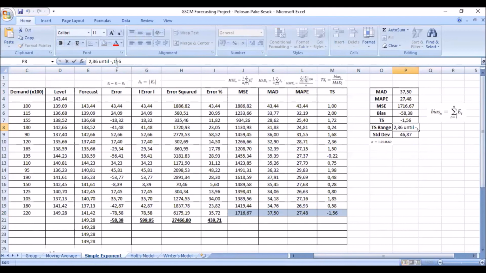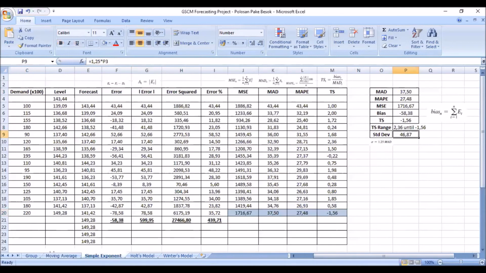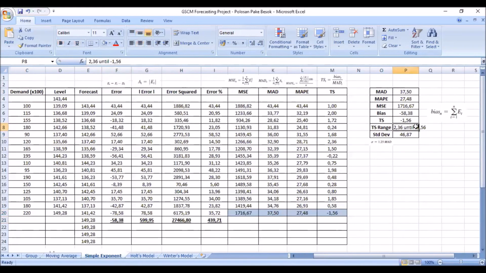Or excuse me, let me correct this a bit because it's quite misleading. Simple exponential also has a better TS range and arguably better TS and bias because it's lower than that. However, we can see that despite having a higher MAPE than the moving average, it has a lower MSE than moving average, which is good because MSE is more important than MAD and MAPE. And the error is also lower on the exponential than moving average, which is really good, because we try to minimize the error as low as possible.